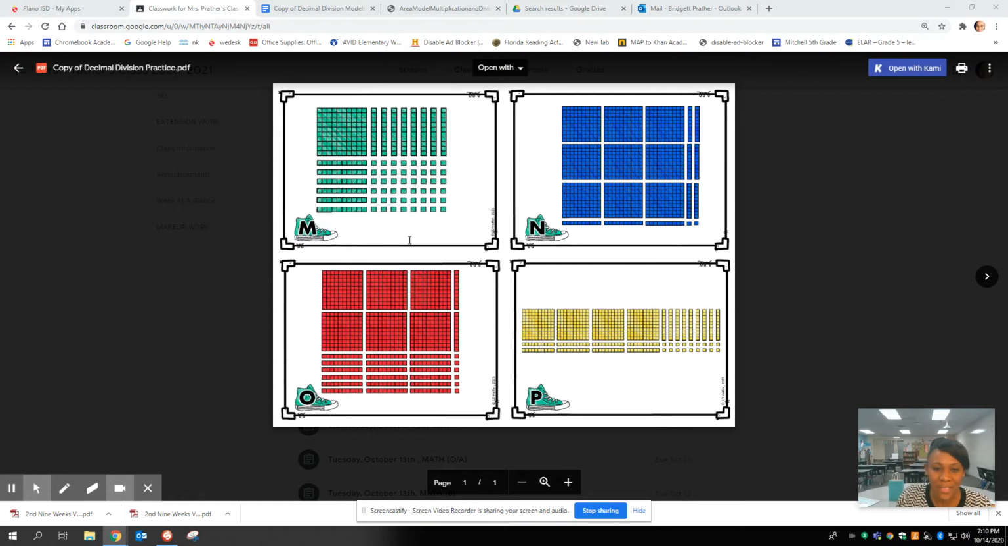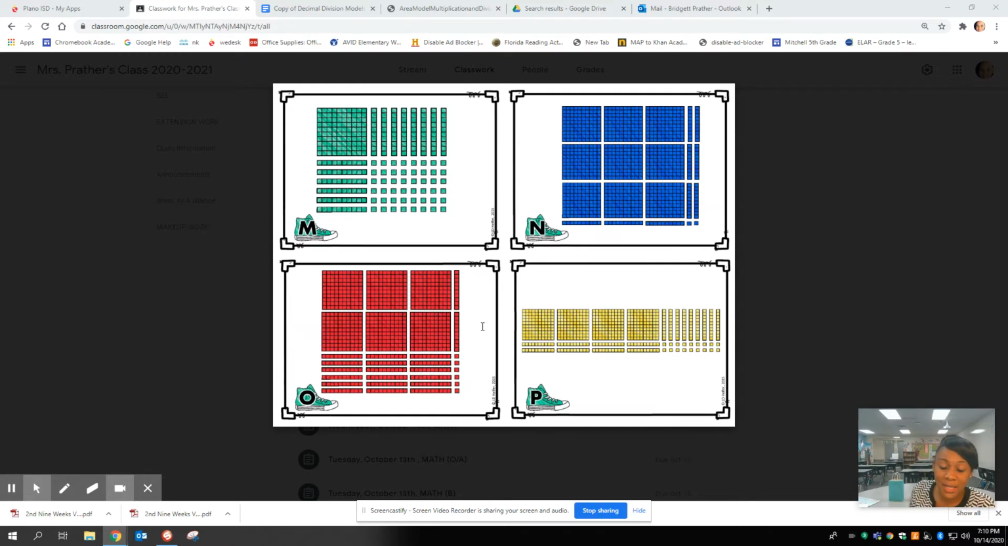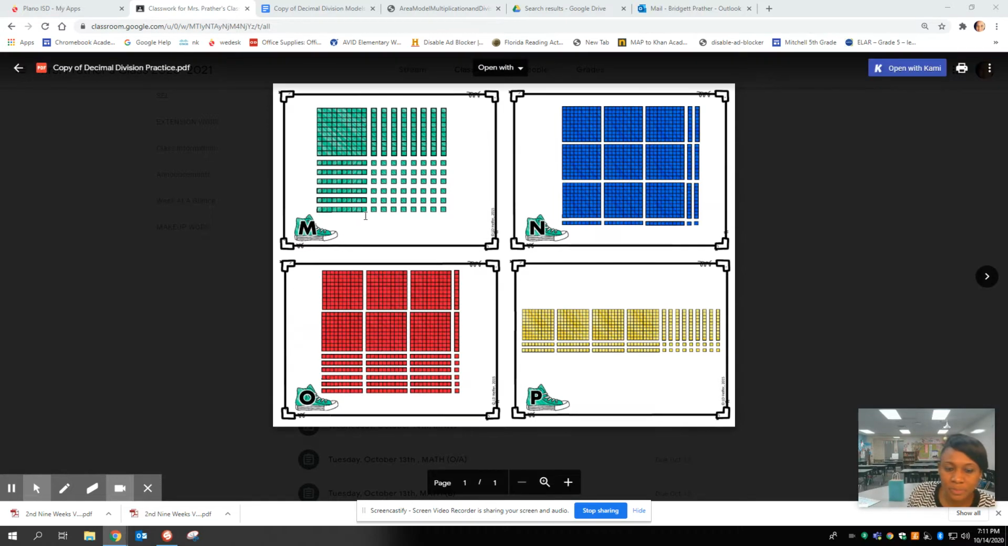So, for math today, we're going to be talking about models. We're going to talk about multiplication models for decimals. And if you'll take a look here, I want you just to take a moment. If this was a model of a decimal multiplication problem, what do you think it would be? Let's start off with the green one.